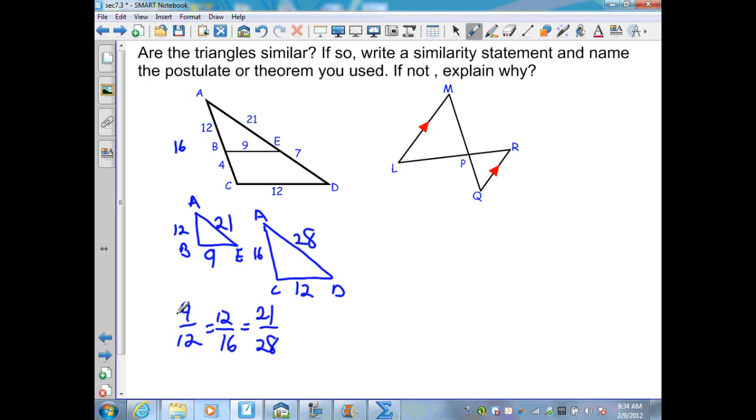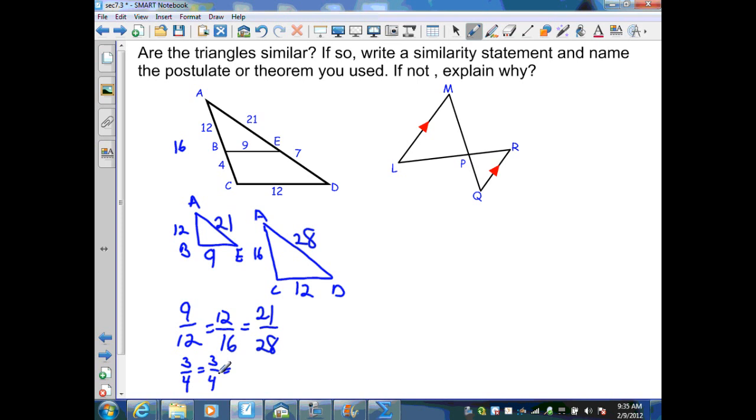When I simplify, 3 into both gives me 3/4. 4 into both gives me 3/4. And 7 into both gives me 3/4. Therefore, my ratios are equal. They are proportional. And therefore, I know that these two triangles are similar. And they are similar by the side, side, side similarity theorem.